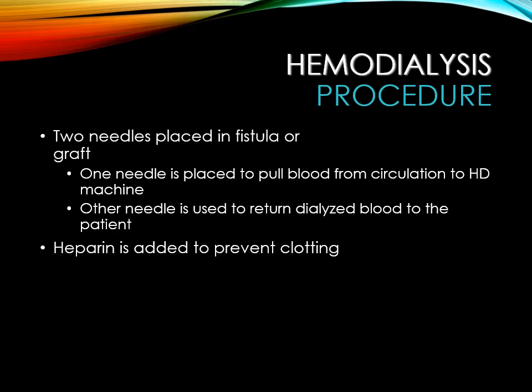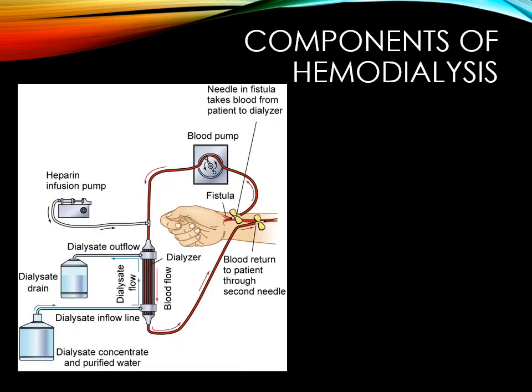The needles used are large bore, usually 14 to 16 gauge, and are inserted into the fistula or graft to obtain vascular access. When blood comes in contact with a foreign material, such as the dialyzer, it has a tendency to clot. Heparin is added to the blood to prevent clotting. In addition to the dialyzer, a dialysate delivery and monitoring system is used.